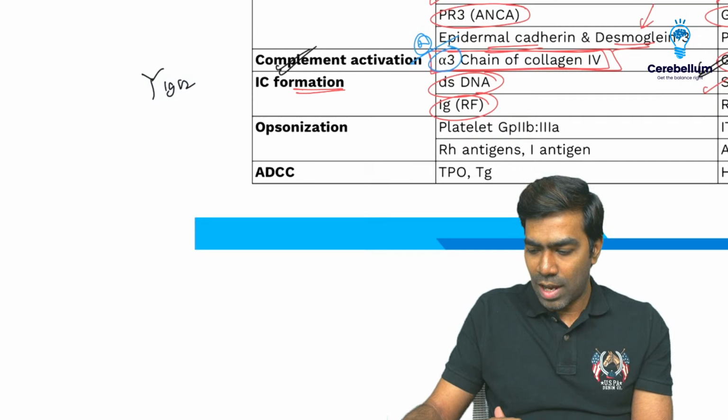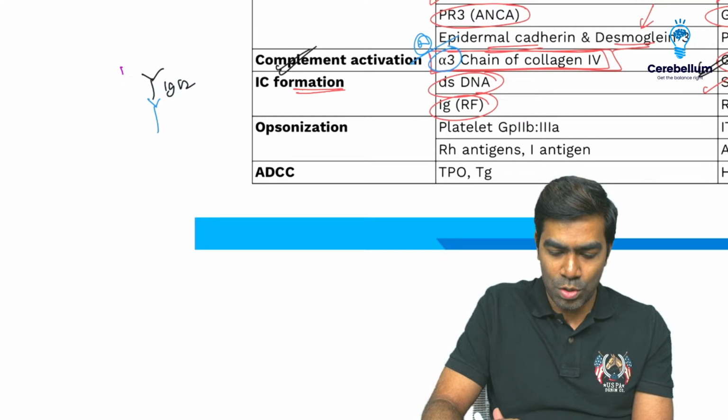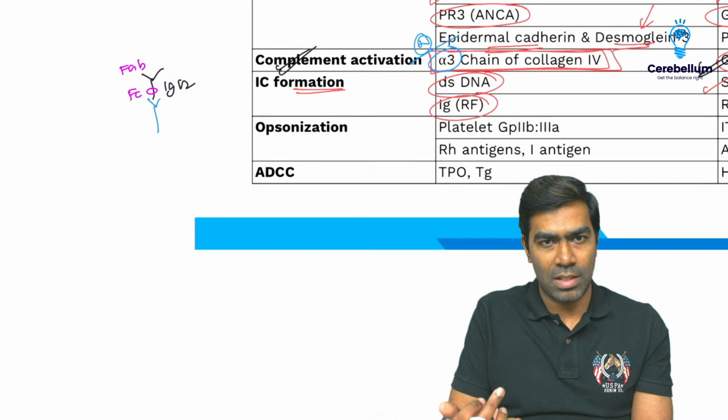And if you're going to form antibody against the Fc portion, this is the variable portion, or we can call it the fragment of antigen binding. So that's the Fab region, and here is the Fc region. If you're going to form antibody against the Fc portion of your IgG, this is what we call rheumatoid factor.